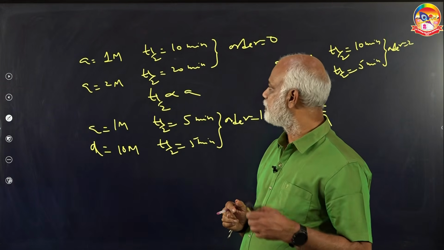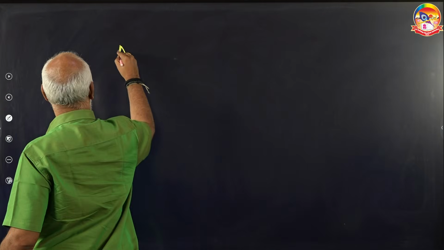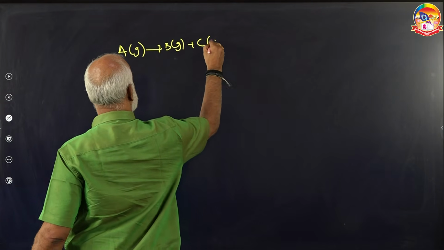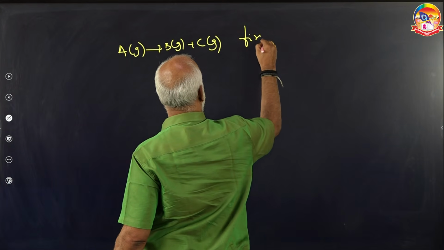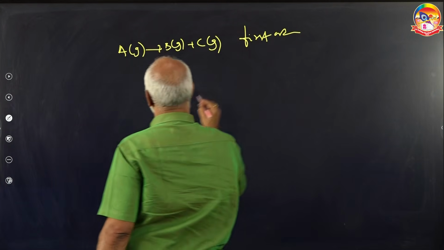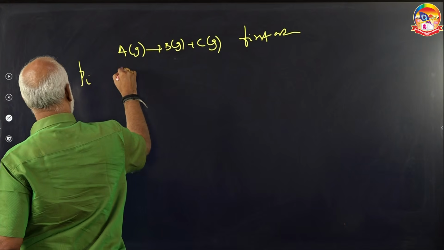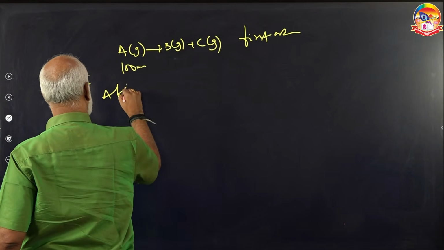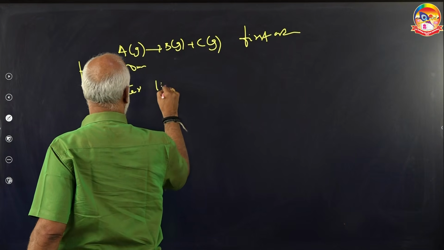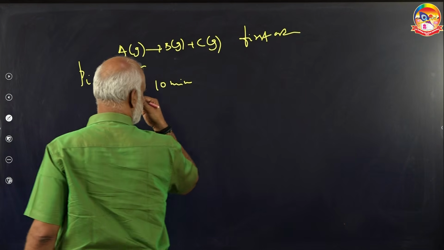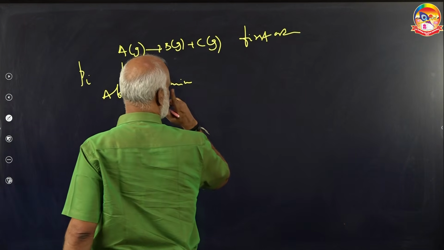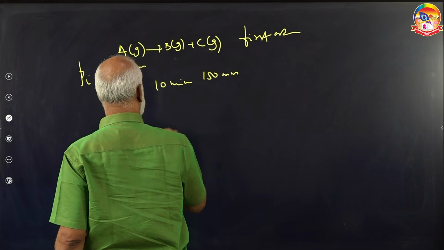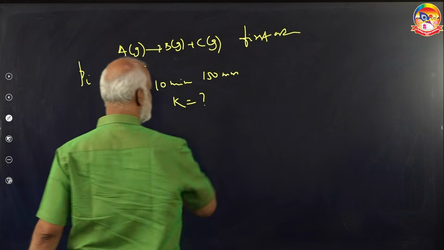For example, suppose someone says A gas gives B gas plus C gas is a first order reaction. Initial pressure of it is 100 mm. After 10 minutes, the pressure is 150 mm. K is equal to how much?